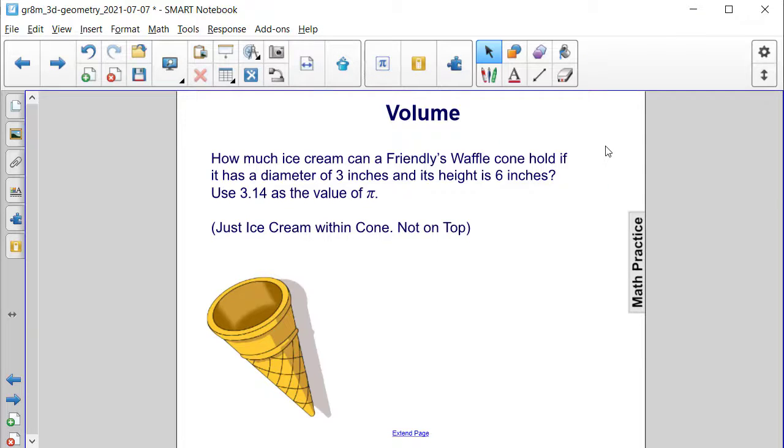Here is an example. How much ice cream can a Friendly's waffle cone hold if it has a diameter of 3 inches and a height of 6 inches? Use 3.14 as the value of pi.